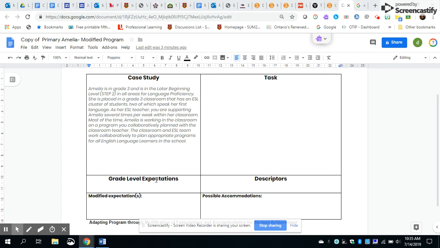So you could think of those grade level expectations for science, for reading, or for writing and media, and put them all under grade level expectations. Then think of the descriptors in terms of the reading and writing, or even the oral, if you want to assess how they presented orally. The descriptors that match the expectations you took, kind of like what we did in E5, and then come up with the modified expectations and your possible accommodations.